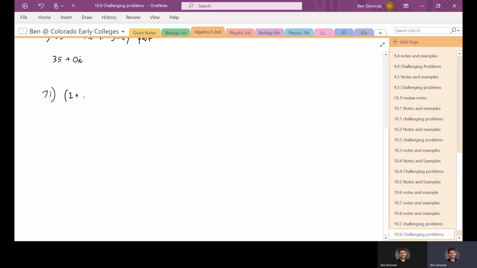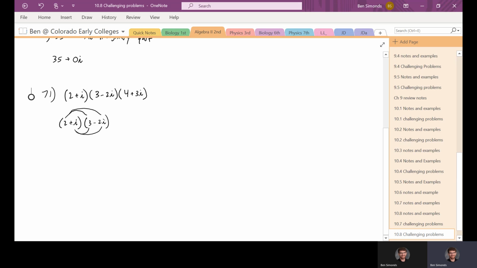So we have 2 plus i times 3 minus 2i times 4 plus 3i. So first, let's just look at these first two terms. 2 plus i and 3 minus 2i. One step at a time, right? This is already difficult enough. So just like always, we FOIL that. So that's where we start. We start with a FOIL. So first, outer, inner, and last.